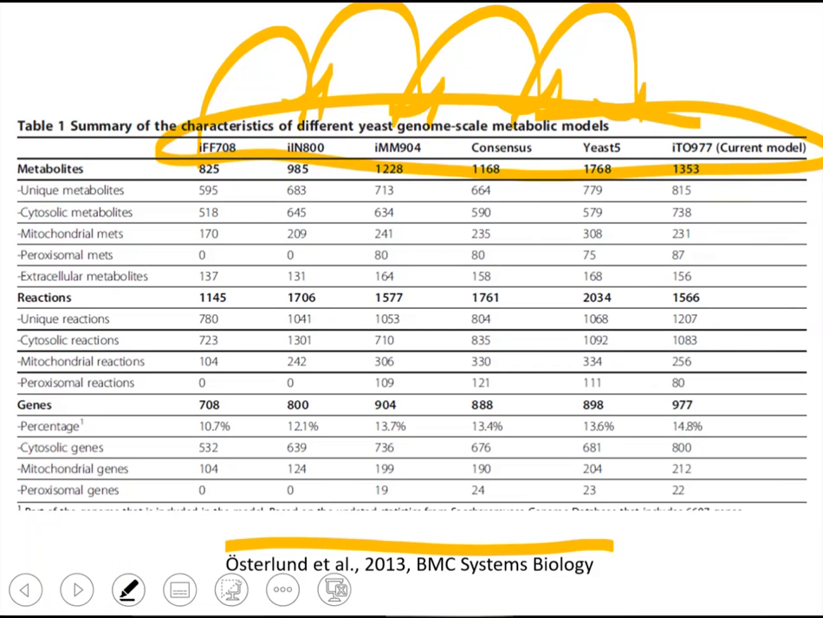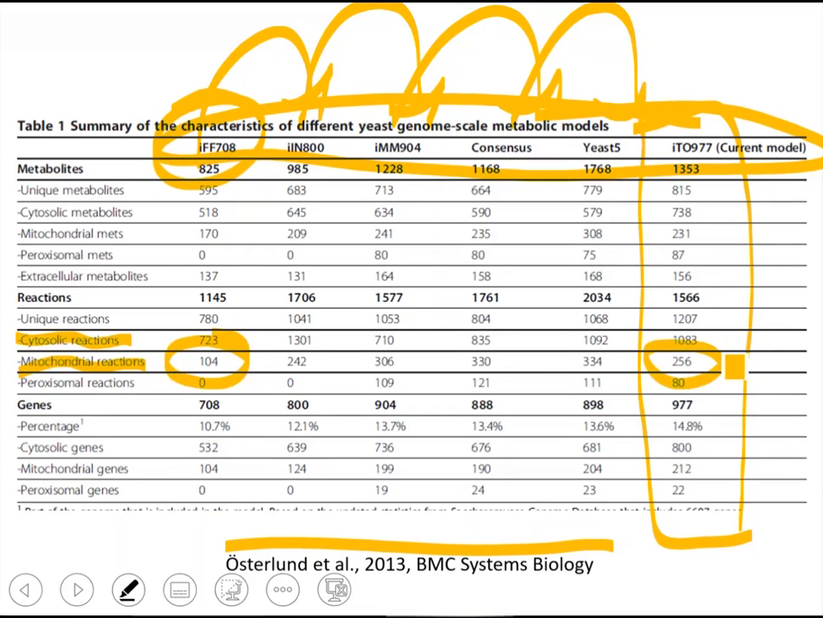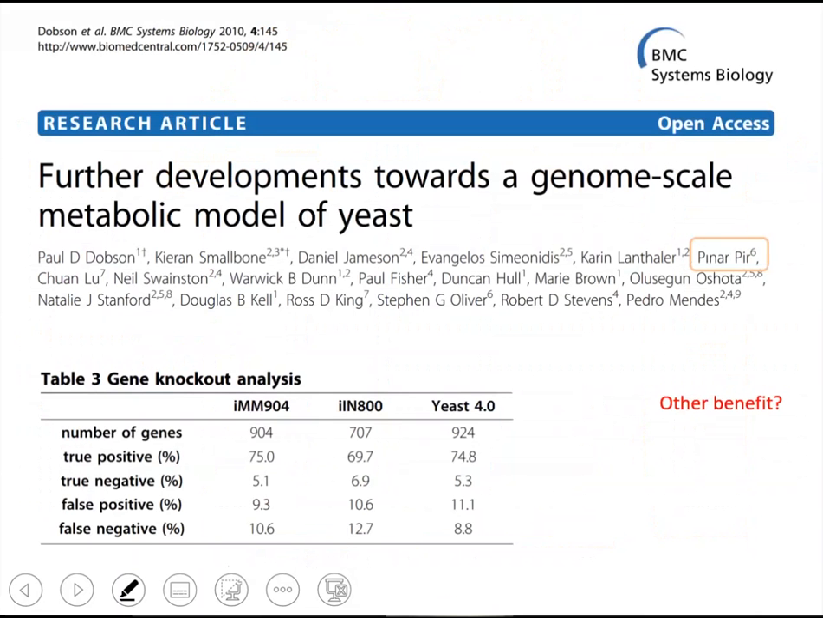So here they compare their model ITO977 with the other models in terms of the number of reactions, for example, the number of cytosolic reactions and the number of mitochondrial reactions. In the first model, there were 100 reactions in mitochondria, and ITO977 includes 250 reactions. Let's go on.